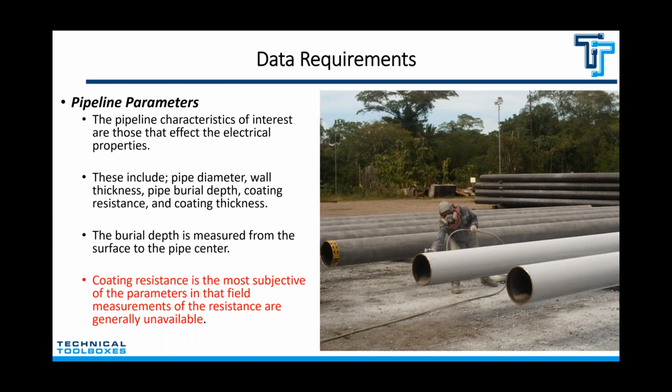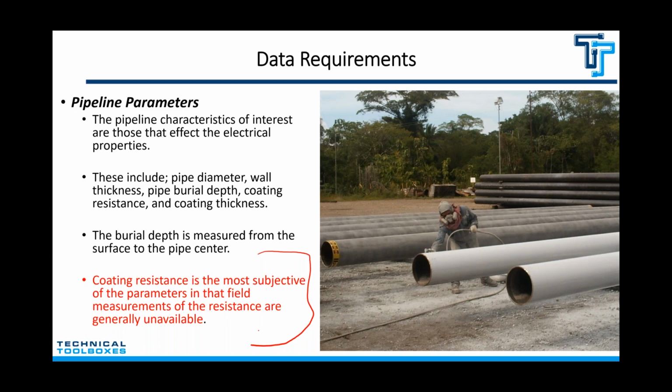Pipeline parameters: diameter, wall thickness, the burial depth, the coating. Those are key things that come into play there. Normally, we'll use the pipe burial depth down to the center of the pipe, and we'll use that for our soil resistivity measurements and where the pipe's at. Coating is, again, the biggest impact, like I told you earlier, and the coating is the most subjective. It's the biggest impact, but it's the one that we don't have an exact value for. It's going to vary based on soil resistivity. It's going to vary based on the coating and how effective the coating is, but it has a big impact.